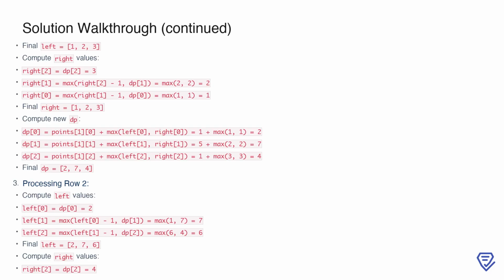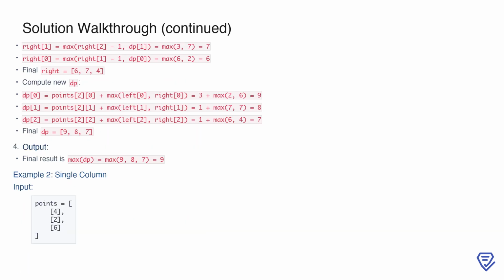Next, we move to the last row, where the process begins similarly by calculating the left array. Starting with left[0] equals dp[0] equals 2, we calculate left[1] as the maximum of left[0] - 1 and dp[1], which gives 7. Finally, left[2] becomes 6, making left equal 2, 7, 6.